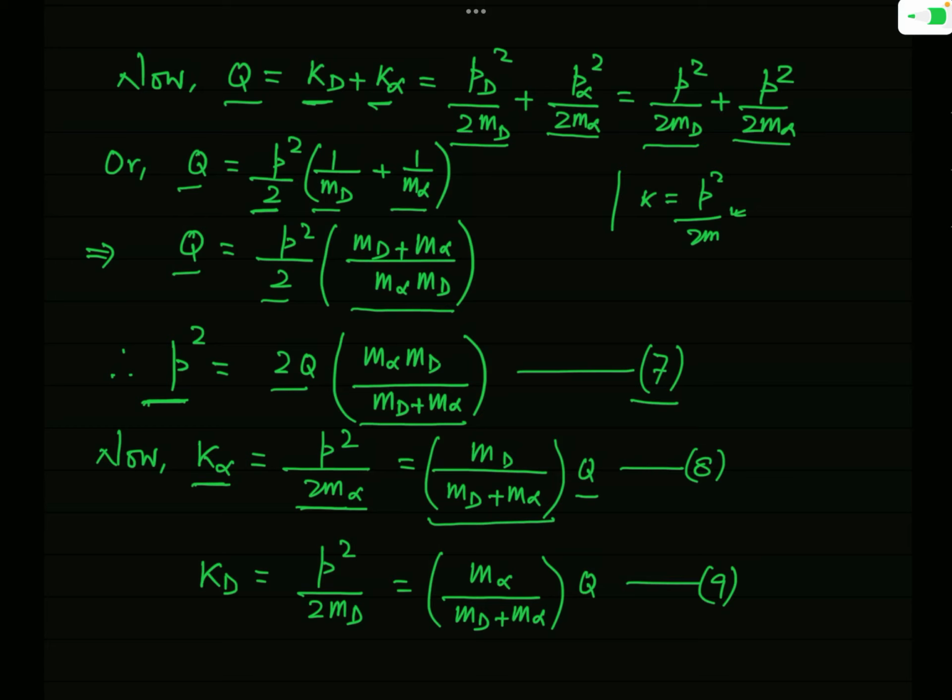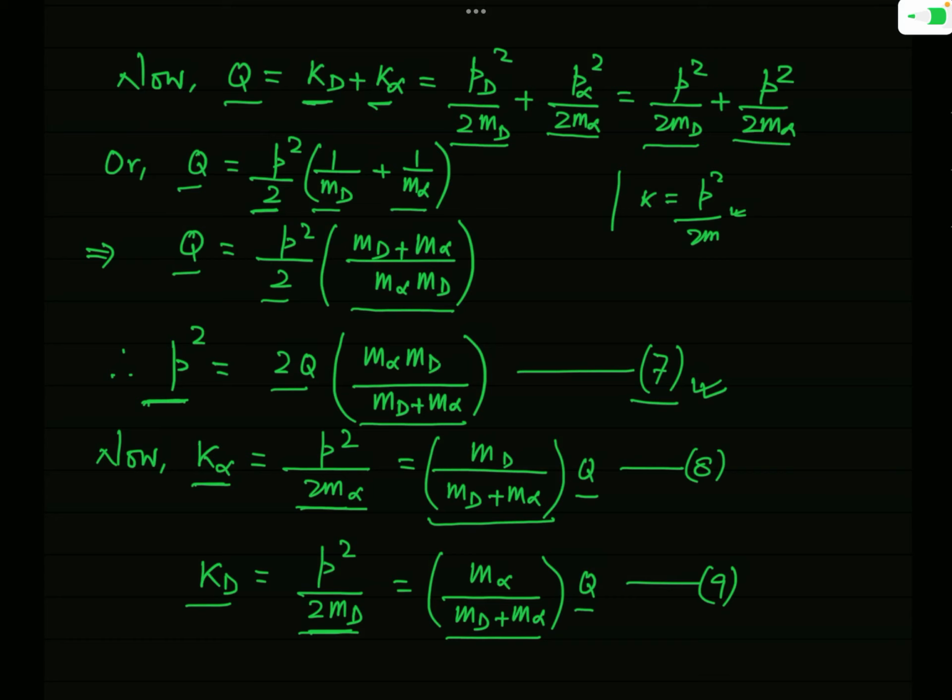So this is kinetic energy shared by the alpha particle. And similarly you can find Kd. Kd will be P square over 2md. So when you put the value of P square from this equation 7, this 2md will cancel out, and your result will be m alpha over md plus m alpha times Q. So these are actually the kinetic energy of the alpha particle and the daughter nucleus after this alpha decay process.